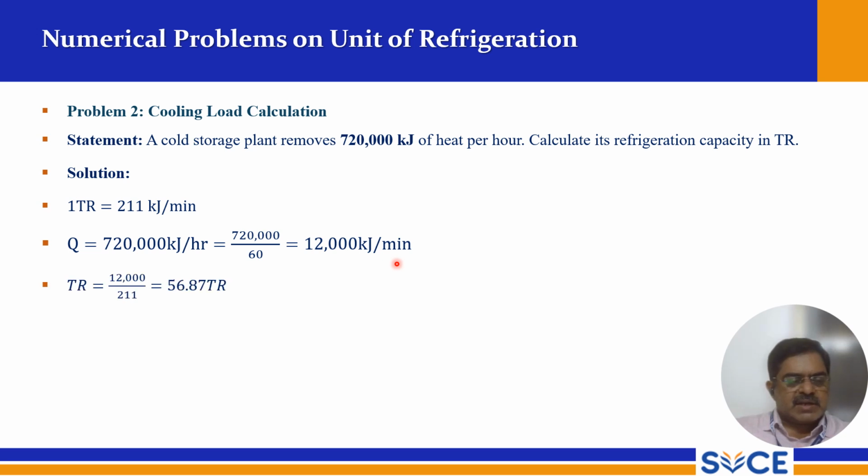How can I calculate the tonnage? It is 12,000 kilojoules per minute divided by 211 kilojoules per minute, which equals 56.87 ton of refrigeration. So this is the answer. The answer is 56.87 ton of refrigeration. It is again a very simple problem.